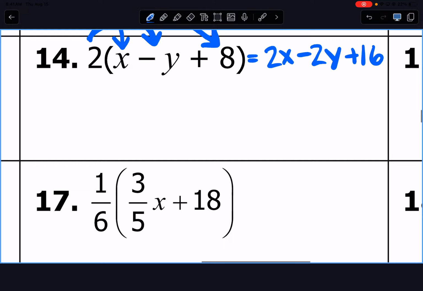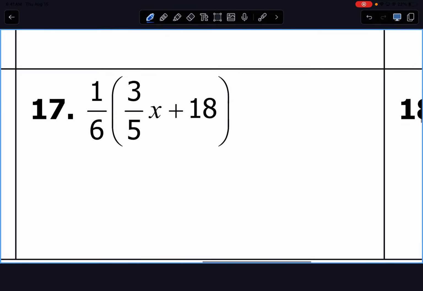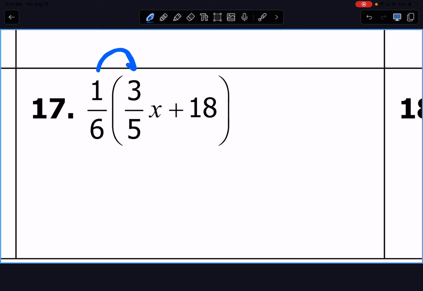So, A, our calculators can multiply fractions, which helps. B, it's really not bad. So, we're going to look at this one. When we go to multiply fractions, we multiply them straight across. So, what is 1 times 3? What is 6 times 5? And then I just put my x over there.